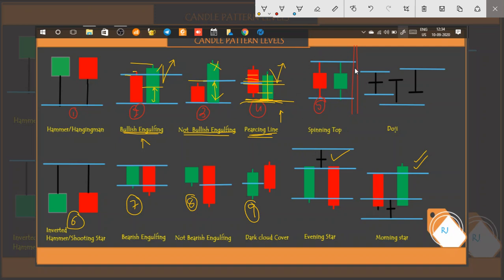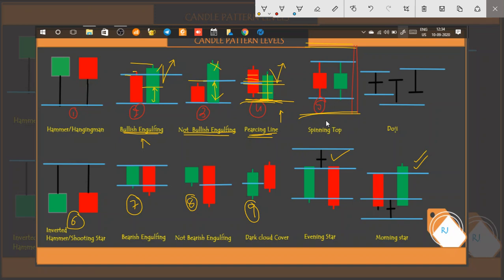And the next candle is called a spinning top. Basically, these are indefinite candles. They behave in a different manner depending on where they appear in a market. If they appear in the middle of a market, say this is a support and this is a resistance, this resistance and support may be drawn considering any of these candles.